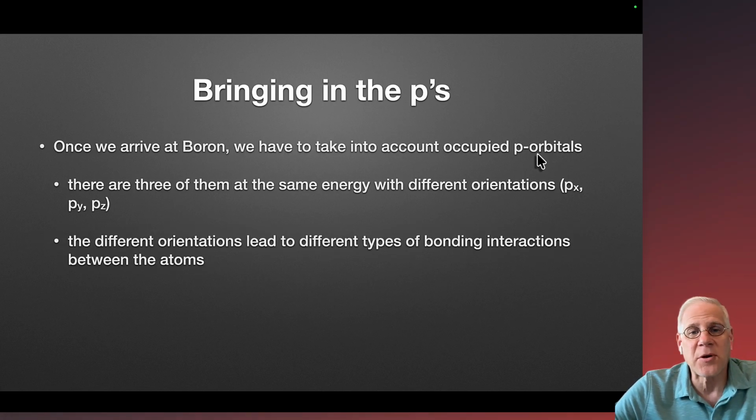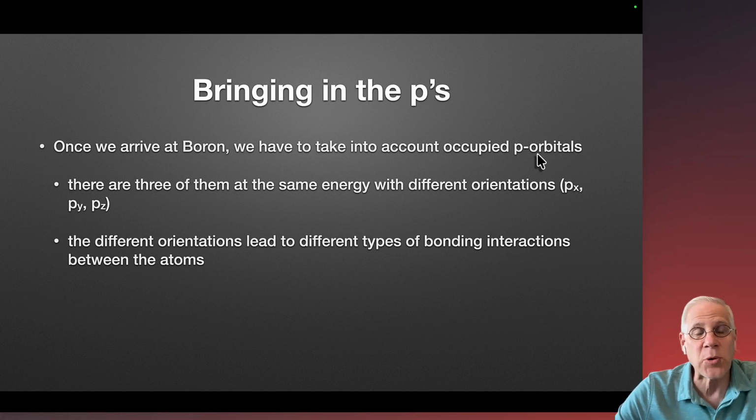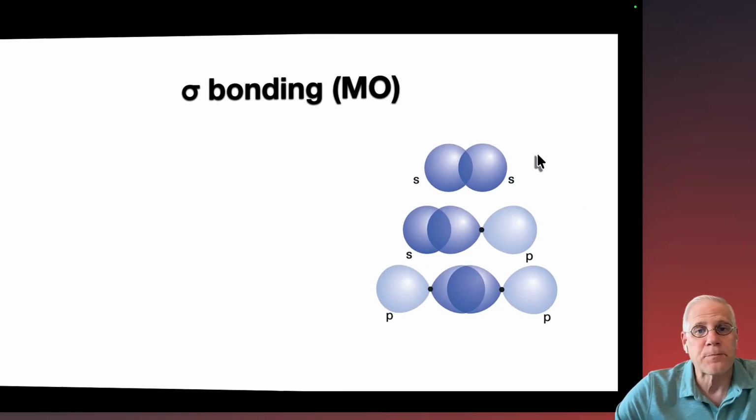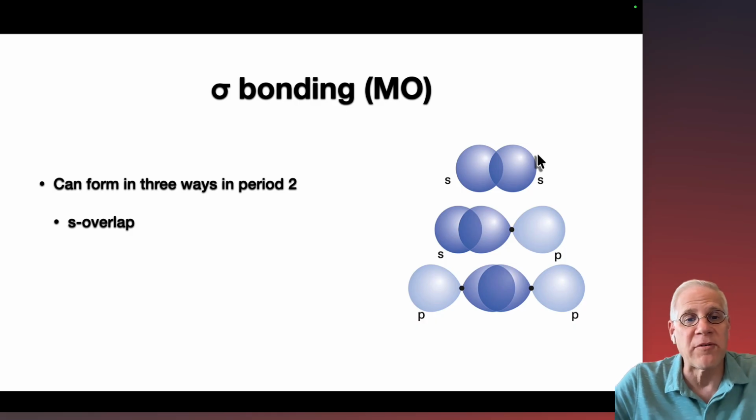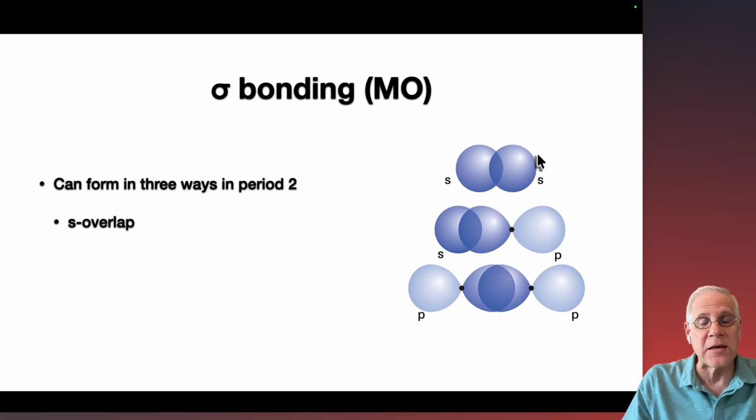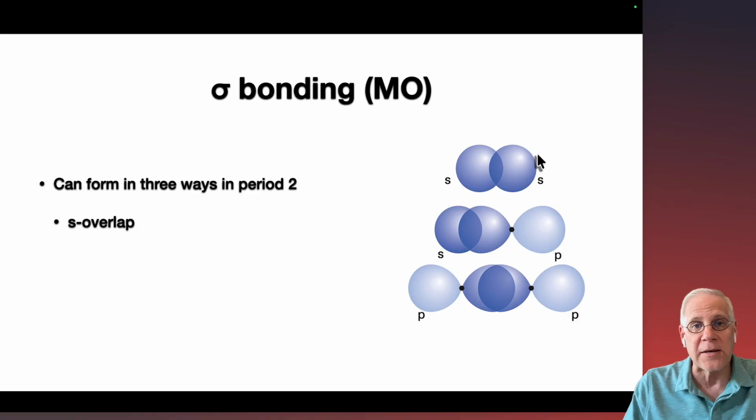Now, the different orientations that we have, the px, the py, and the pz, lead to different types of bonding interactions between two atoms. So we can have a sigma bonding MO involving p's or also involving s's in a couple of different ways in period 2. And we have to consider all of these when looking at elements in period 2.